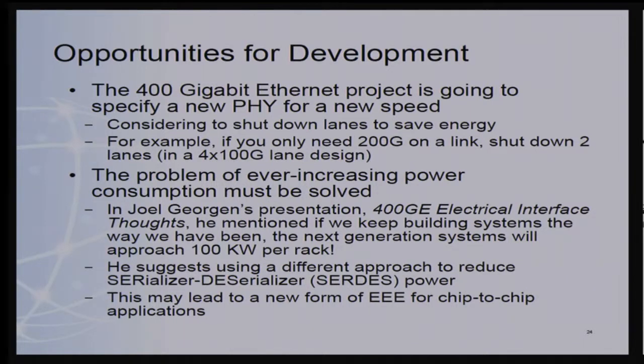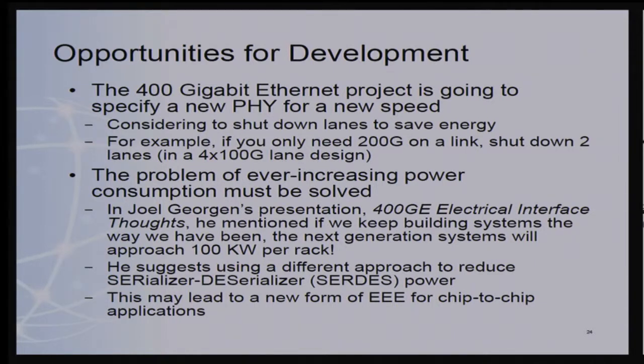One thing that's being considered, since this is a new speed and new PHY project, is shutting down lanes to save energy. This introduces an interesting idea, because in the example that I give here, if you have a 4x100 lane design and you decide that you're only going to have 200 gigabits per second worth of connectivity, could you shut down a couple of lanes? You could shut down the lanes, but how does that look to the rest of your network? That's an open question. Do we continue to make it look like a 400 gig interface, but you only have 200 gigs available? It's to be determined if that even happens.